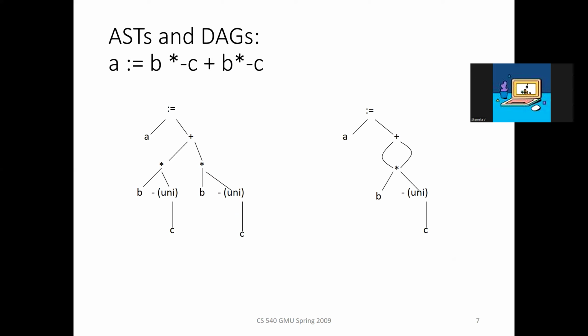For the given example, A equals B into unary minus C, plus B into unary minus C, the abstract syntax tree is drawn as follows. The first value is identifier A, equal to, then the plus operator. One part is B into unary minus C, and the other part is B into unary minus C. But in the DAG, we use an arrow to represent the two similar things as one, feeding into a single addition operator. That is the directed acyclic graph, and this is how the direction is followed.